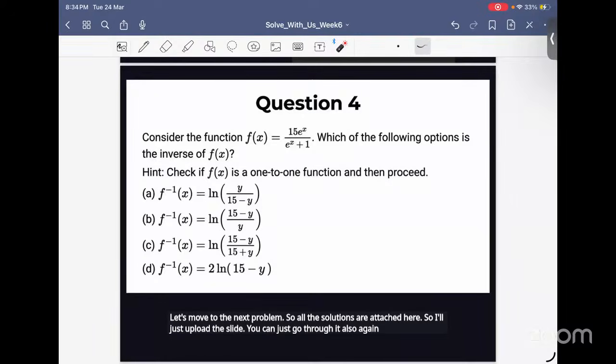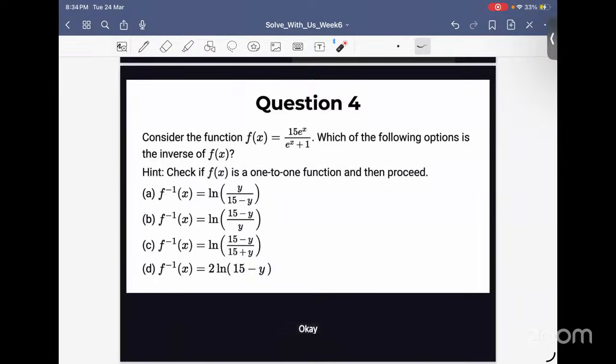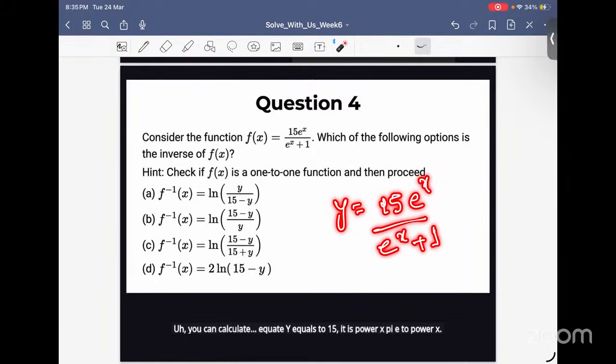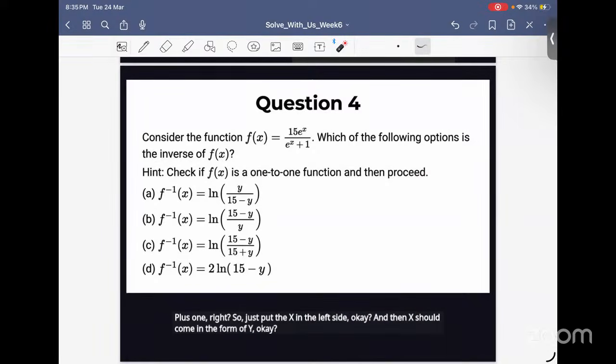Again, here it is. You have to calculate the inverse of this function. I hope you know, right? Just replace x with y and then calculate the equation in terms of y. Here y has been given in terms of x, right? So you equate y equals 15 e to the power x by e to the power x plus 1. Just put the x on the left side, and then x should come in terms of y.